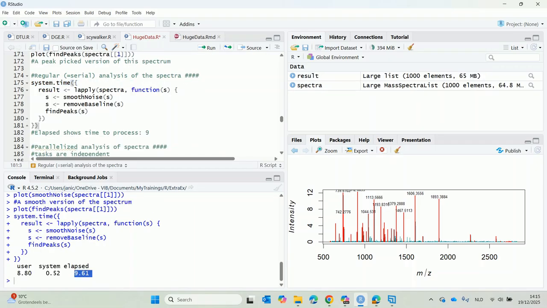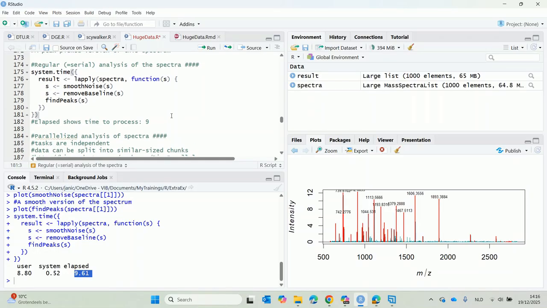You see that it took 9 seconds to process these 1,000 spectra. This is what happens when you do it serially. 9 seconds is still okay, but that's because we're only processing 1,000 spectra. Well, how would this scale if we were to process millions of spectra? So for millions of spectra, you would use parallelization.